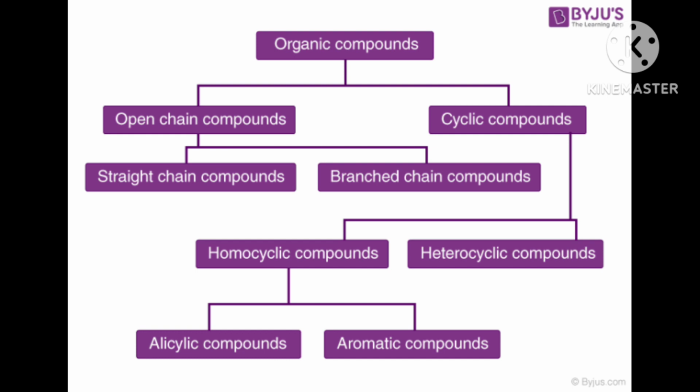An example I am telling you is ethane, CH3. Two carbons are joined to each other by a single bond, and each carbon is joined by 3 hydrogens, total 6, C2H6. This is the first example of alicyclic or open chain compounds.